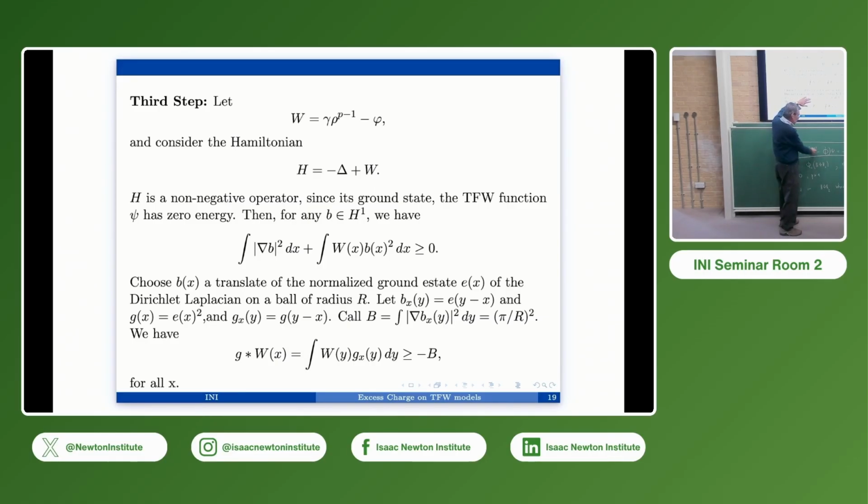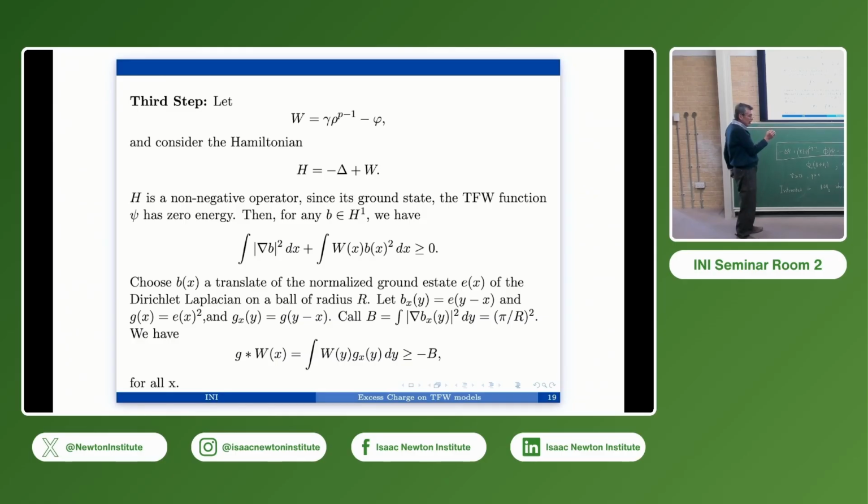If there is a solution to this equation with 0 eigenvalue, then it turns out that for any b in H1, the expectation value of this thing is bigger or equal to 0. And now you use that in the following way. So this is true for any b.